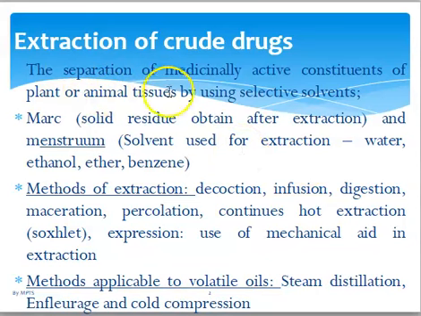So what is extraction of crude drugs? This is the separation of the medicinal active constituents of plant or animal tissues from the original plant or animal part using selective solvents. The marc is the solid residue obtained after extraction, and the menstruum is the solvent that is used for extraction. The common one used is water. However, we can also use ethanol, ether, and other solvents.